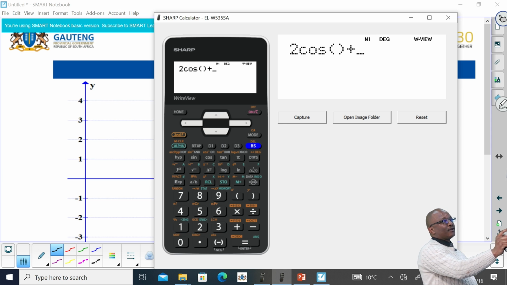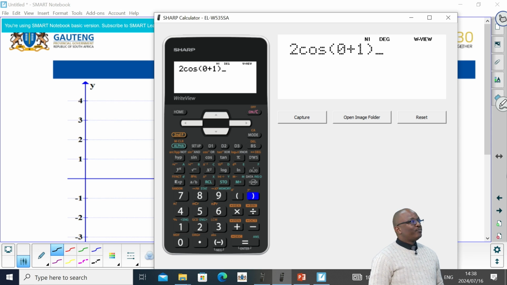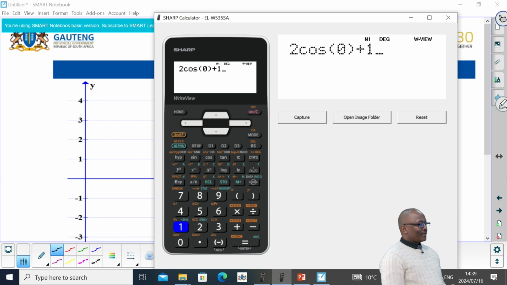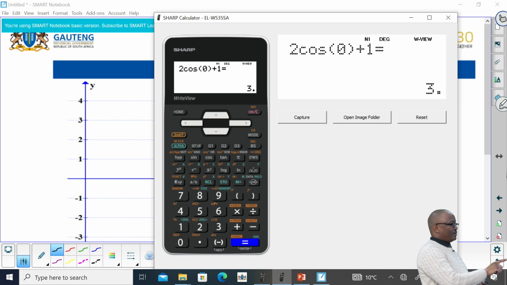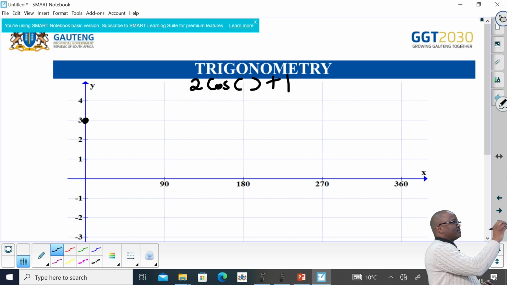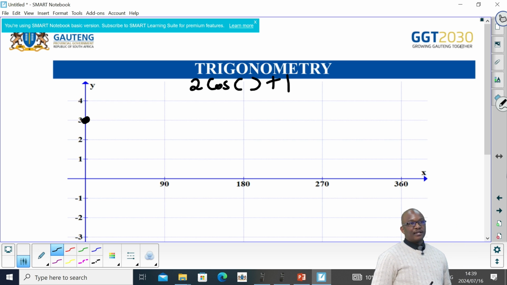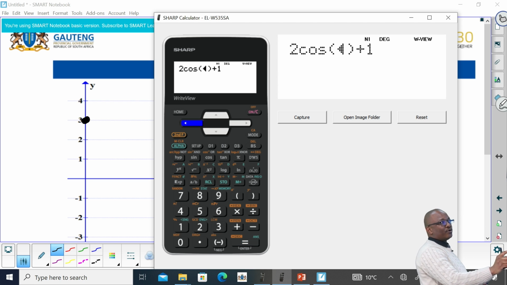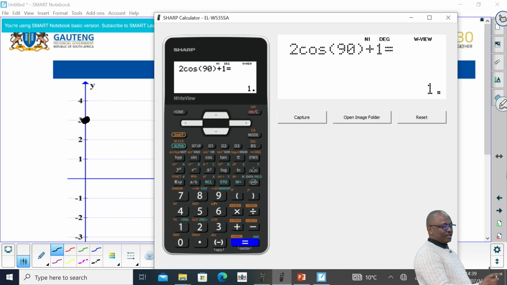Most of the learners will make a mistake of putting the plus 1 inside the bracket, which is incorrect. That 1 must always be outside the bracket, like this. Then now, if we punch it in a calculator, we are going to get 3. So now, it means we are going to have 3 there. Correct? Then when we go and substitute 90, we are going to get 1.